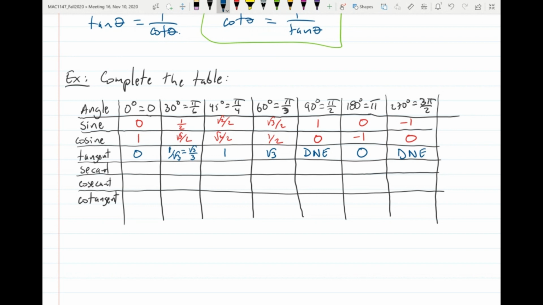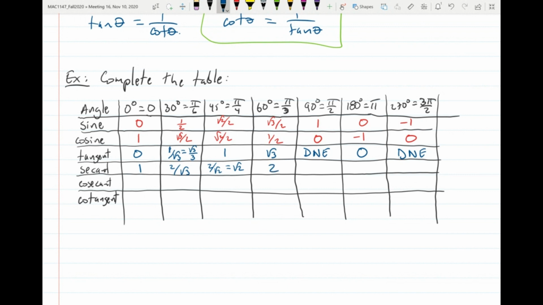So now let's fill in the rest. Secant is 1 over cosine, so we just need to flip the cosine row. The row for cosine, we just flip it and you get secant. So flip the 1, you get a 1. Flip this one, you're going to get 2 over square root of 3. I'm not going to rationalize, just going to leave it like that. Then you flip the other one and you get 2 over square root of 2. This is worth writing down, so this is just square root of 2. Flip 1/2, so secant of 60 is equal to 2.